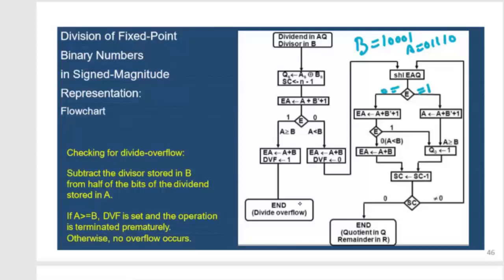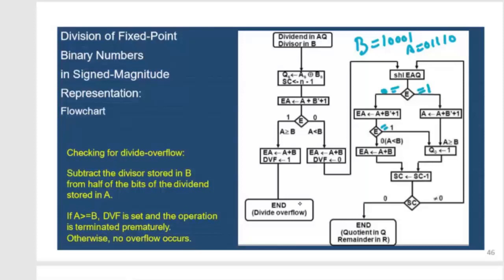If E is 0, then A will be added with 2's complement of B and the result will be stored in E register. After that, the value of E will be checked again. If the value of E is equal to 1, that means the last bit of dividend will be set to 1. If E is equal to 0, that means the value of dividend is less than divisor. Then B will be added and the result will be stored in EA register.